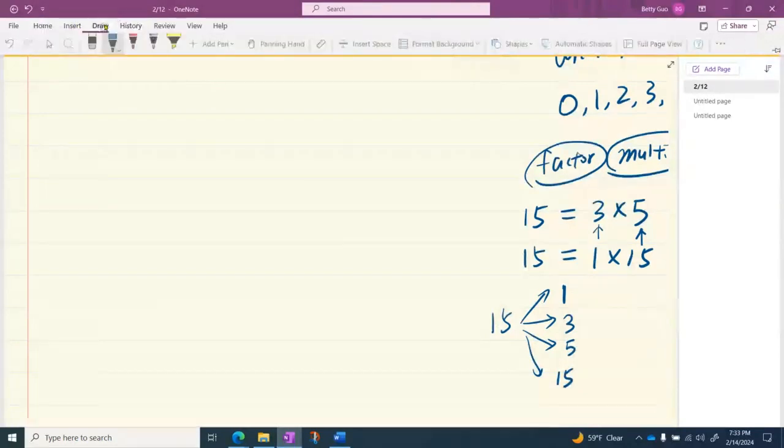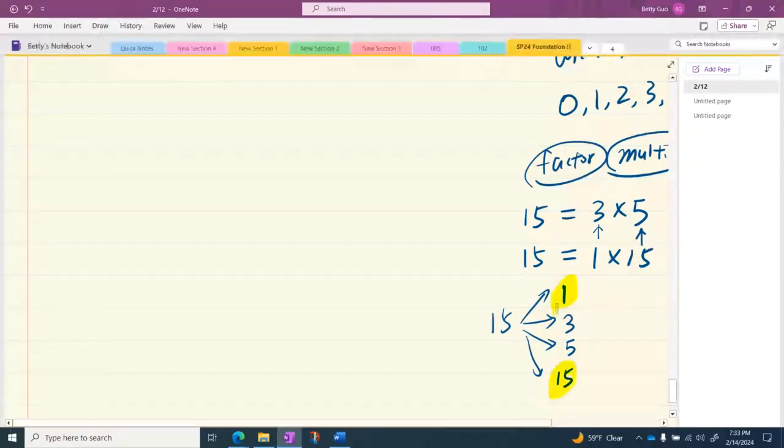In fact, any number has 1 and itself as factors, because 1 goes into any whole number, and the number itself goes into itself 1 time. So any number at least has 1 as a factor and itself as a factor. But 15 does not just have 1 and 15 as its factors. It has 2 extra factors, 3 and 5. So based on the definition, it's not a prime. When a number is not prime, it's a composite, but we don't have to worry about that. It's just not prime.